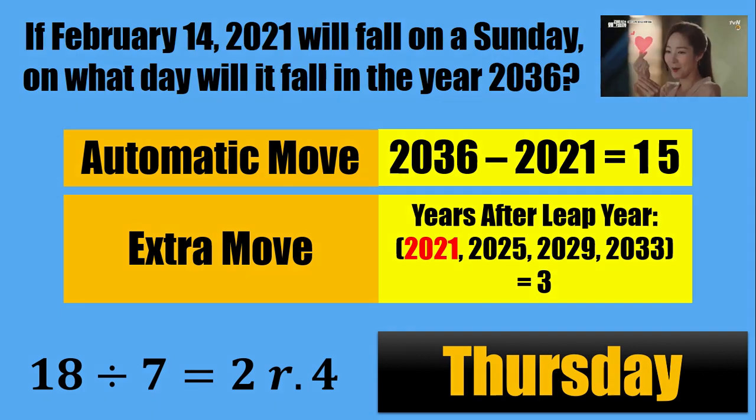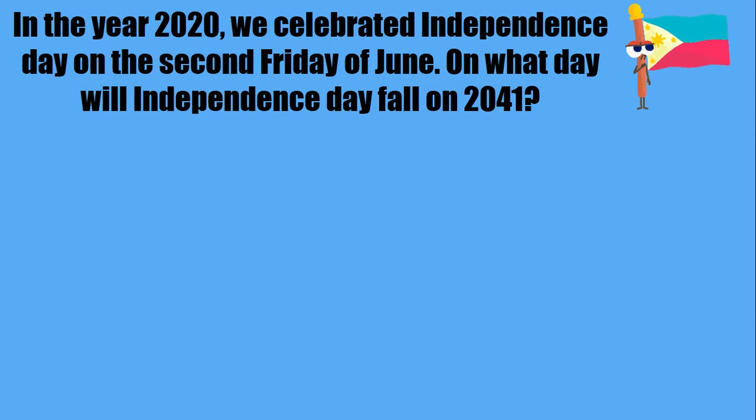Okay? Let's have another example. In the year 2020, we celebrated Independence Day on the second Friday of June. On what day will Independence Day fall in 2041?